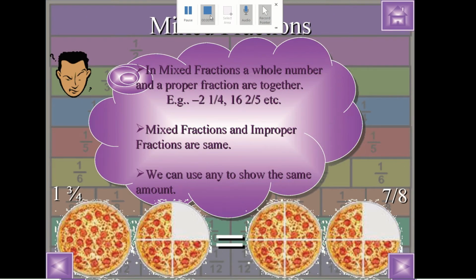Mixed fraction. In mixed fraction, a whole number and a proper fraction are together. Example, 2 and 1 by 4, 16 and 2 by 5 are called mixed fractions. Mixed fraction and improper fractions are the same.